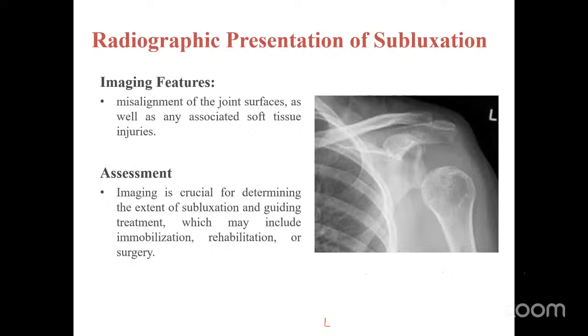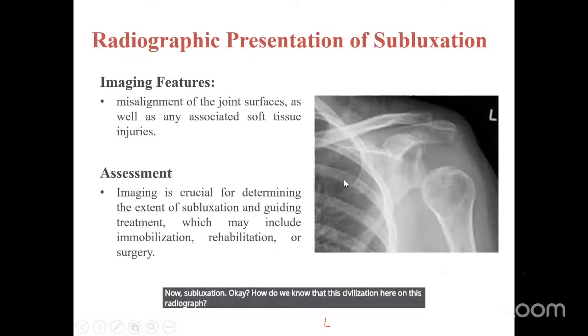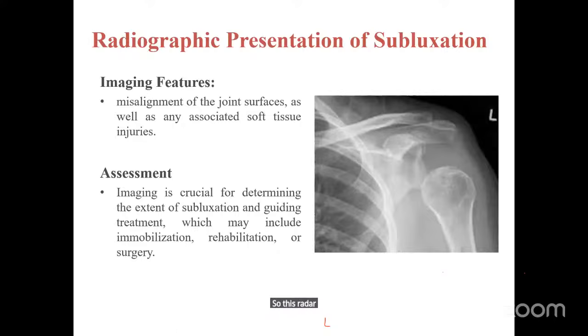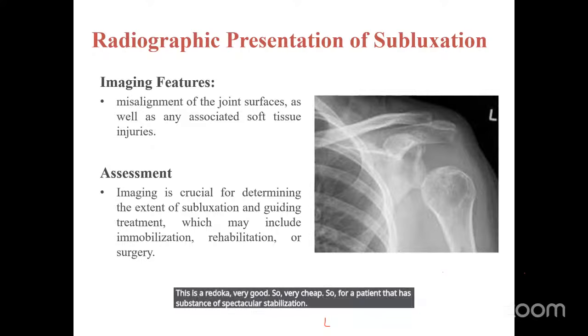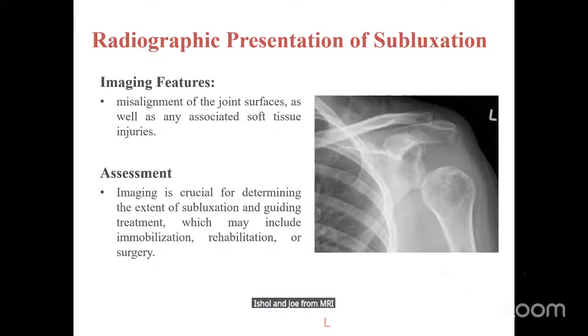Now, subluxation. How do we know that this is subluxation on this radiograph? Is this radiograph CT? Is it MRI? Is it ultrasound? X-ray. This is an X-ray radiograph. Very good, and very cheap. So for a patient with suspected subluxation, should he benefit from MRI or from X-ray? X-ray. So why don't you recommend MRI?